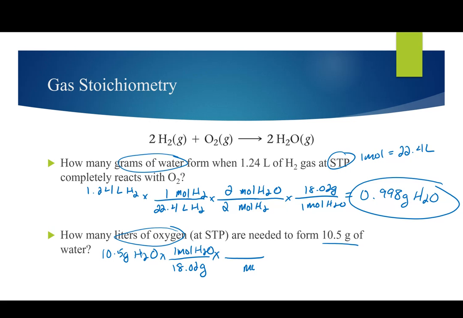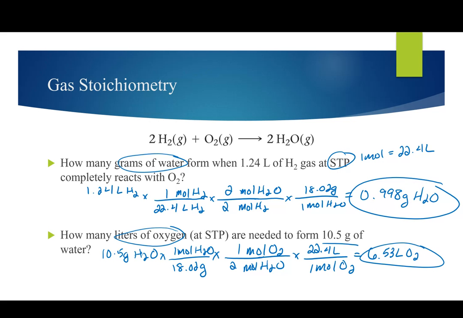Mole to mole step, so mole water. It's asking for oxygen, so mole oxygen on top: 1 oxygen, 2 water, and then 1 mole oxygen, 22.4 liters of oxygen. So you get 6.53. So if it's at STP, pretty easy, regular stoichiometry like you've been doing for quite some time now.